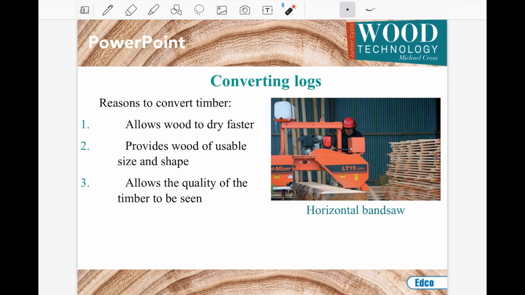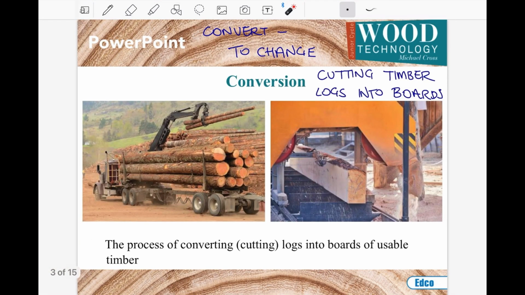Okay, now just before I move on again, I just want to highlight a few keywords at this stage. Keywords, remember, are words that you need to understand and explain, but more importantly, they're also words that you will use to answer questions in your exam. So the process of converting means cutting. It's a keyword or a key phrase. Logs or boards is a keyword. You'll use that when you're answering questions. And usable timber is also a key phrase that you will use when you're answering questions.